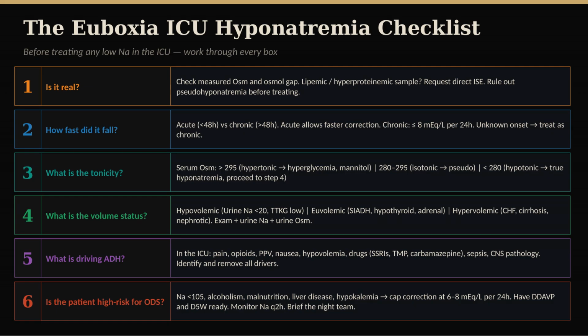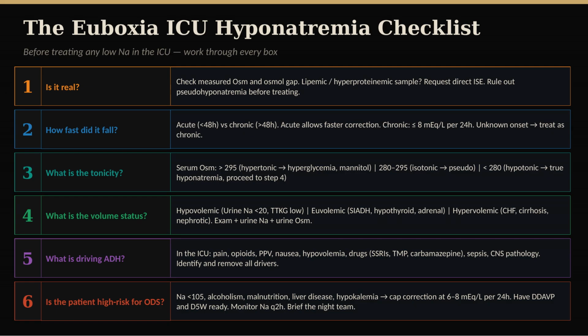Box 3. What's the tonicity? Above 295, hypertonic. Think glucose and mannitol. 280 to 295, isotonic. Think pseudo. Under 280, that's your true hyponatremia. Move on. Box 4. What's the volume status? Hypovolemic, euvolemic, or hypervolemic? Use the exam plus urine sodium and urine osmolality.